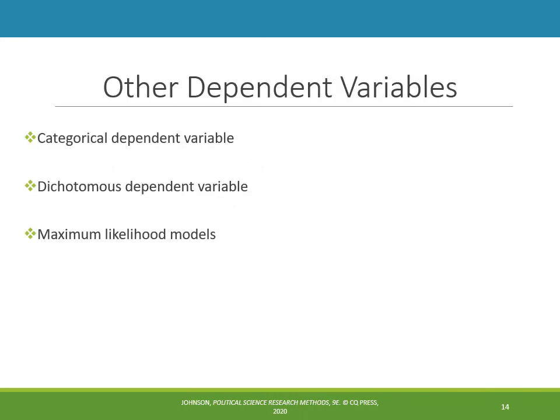When you're dealing with something that has a categorical value, such as nominal or ordinal, or one that is dichotomous, where it's just two values like yes or no, you use a different model called maximum likelihood models. And maximum likelihood models simply go through and predict the likelihood of landing on a specific outcome on the dependent variable.